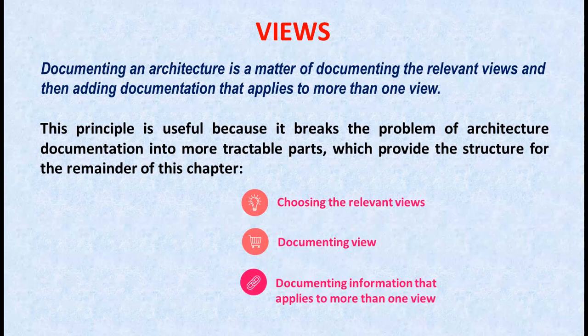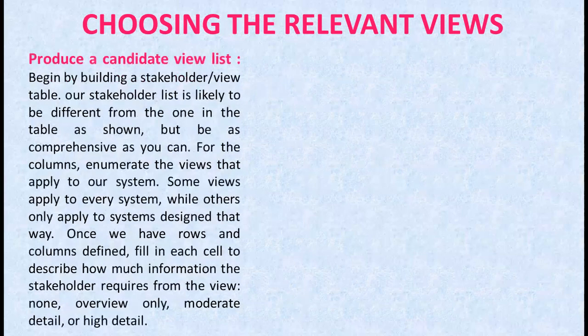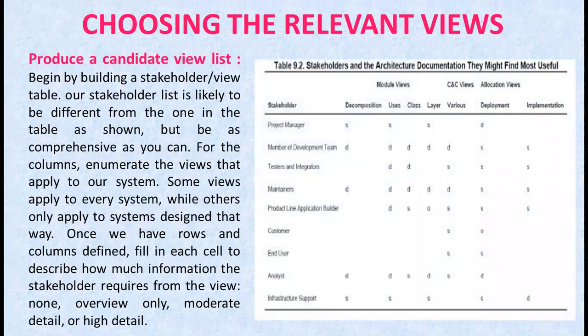Now coming to the first one, choosing the relevant views. A view is a simple representation of a set of system elements and the relationships among them. Whatever elements and relationships we deem useful to a segment of the stakeholder community constitute a valid view. Here is a simple three-step procedure for choosing the views for our project. The first step is to produce a candidate view list.